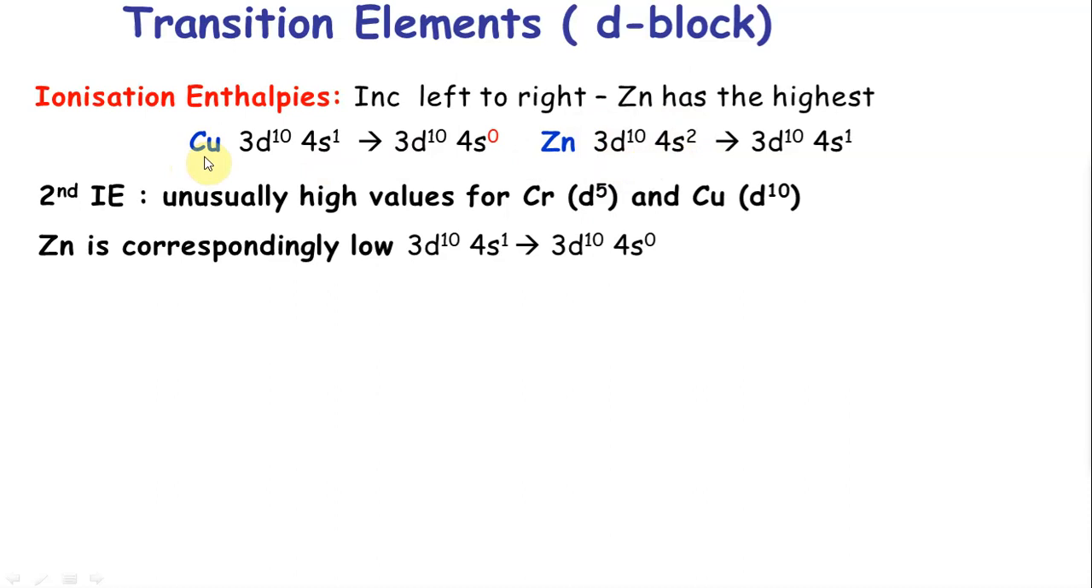And see, copper has an incentive to lose the electron. It can become 4s0 and become a stable configuration, fully filled d orbital, fully empty s orbital. Whereas zinc, by losing one electron, does not get any stability. I want to make a point clear. Usually you are used to thinking fully filled is more stable.